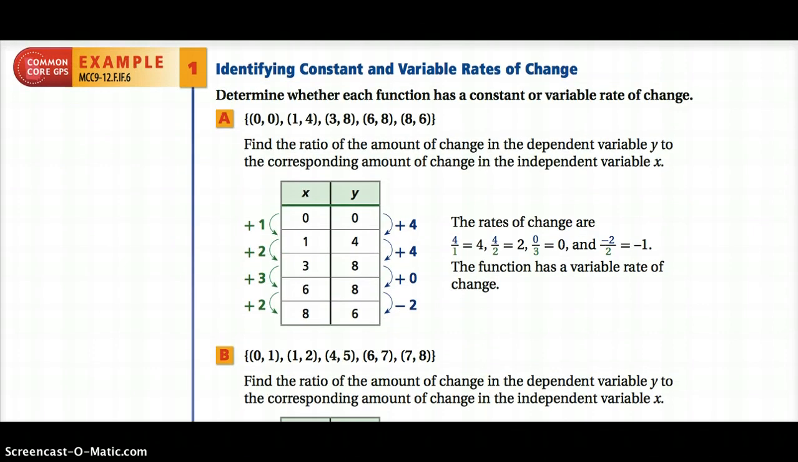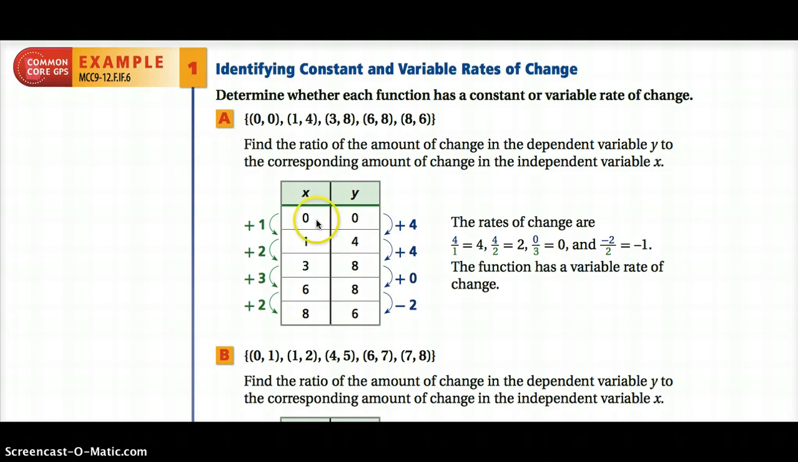All right, here's another example. Determine whether each function has a constant or variable rate of change. Constant is going to be when it has a slope, so every time it has a constant change. It's going up or down by the same amount every time. Whereas variable rate of change means just like it looks: variable, it's going to be changing a lot. It's not going to be the same every time.